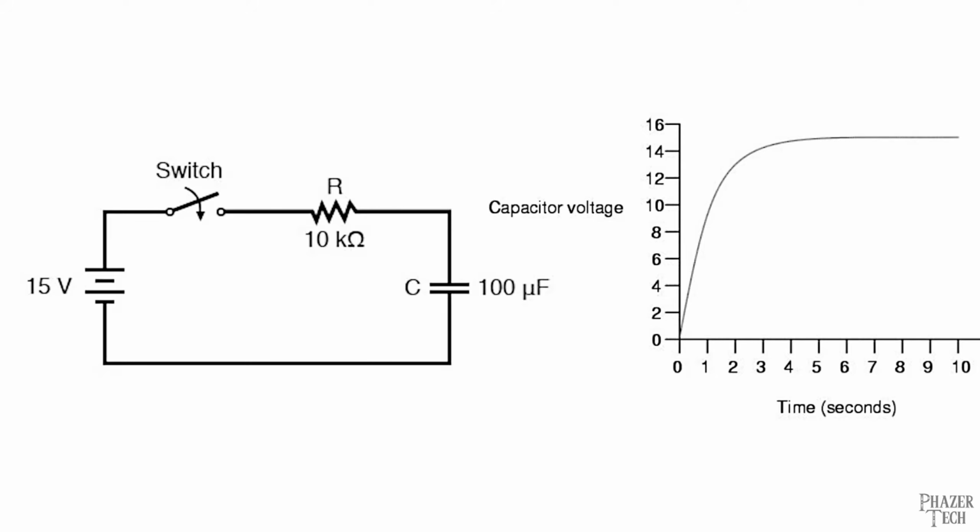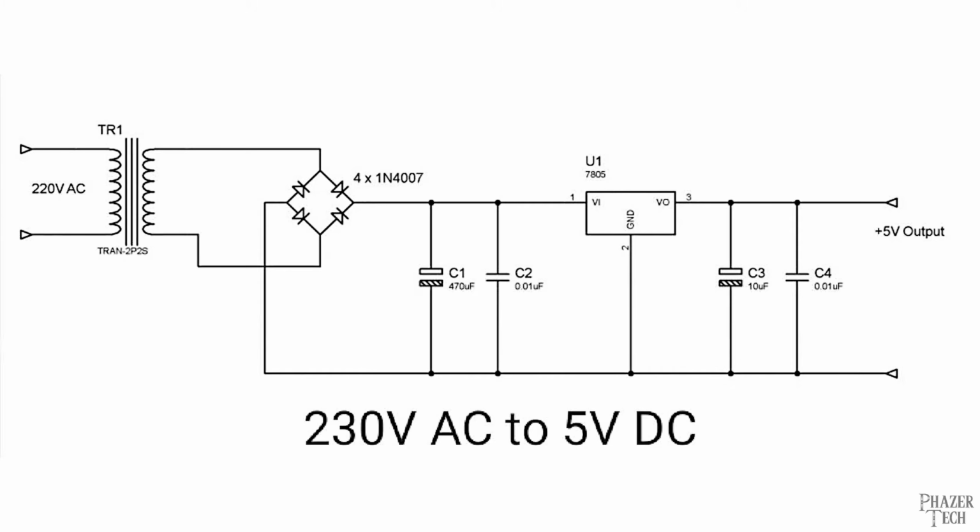So now let's take a look at a few examples of how capacitors are typically used. Let's start with a simple power filtering example by looking at this schematic for a basic 5-volt DC power supply. I'll be talking about power supplies in more detail in a later video, but for now let's just focus on these two capacitors right here.